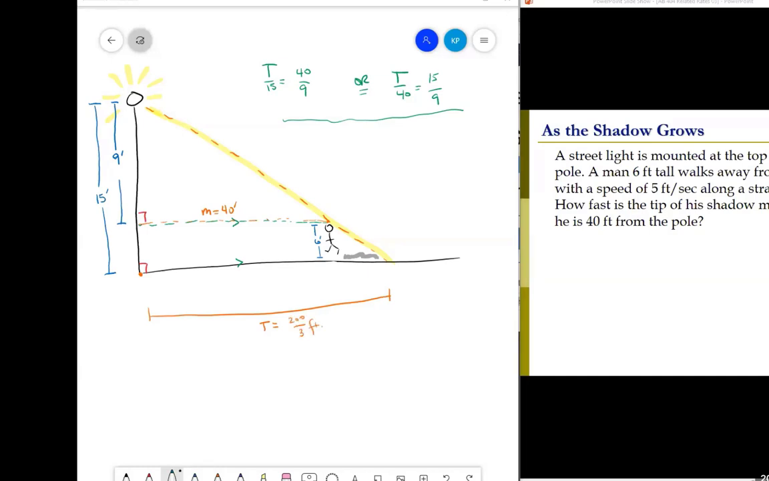Mr. Kim. Yes. So when we find t, now that we found t, how do we use that to find how fast it's going? And then once we find that, we have to add that to our initial speed of 5 feet per second, right? Oh no, it includes everything together because I've already added the man plus the shadow.